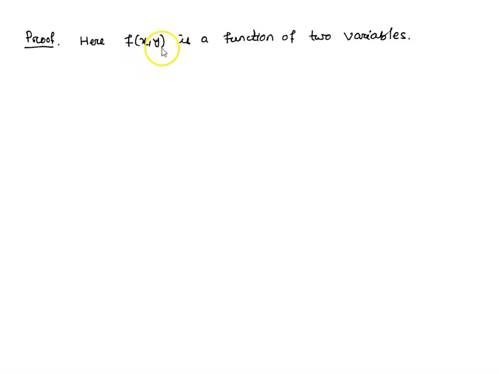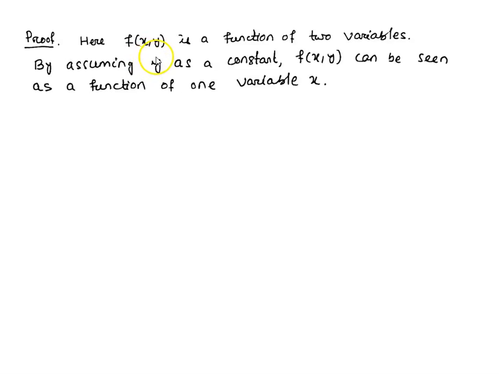Here f(x,y) is a function of two variables x and y. Now by assuming y as a constant, this f(x,y) can be seen as a function of the single variable x. If you assume y as a constant, then this function f(x,y) can be seen as a function of the single variable x.